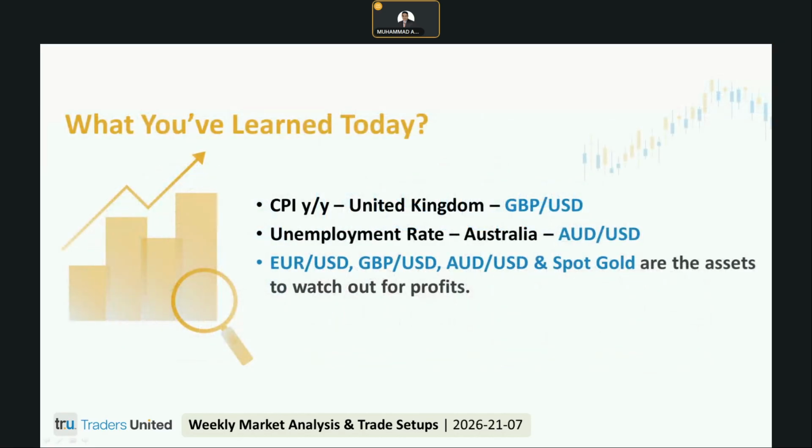So let us review what we have learned today. We discussed the CPI, year over year in United Kingdom, and the unemployment rate in Australia. And I also showed you some charts of EURUSD, GBPUSD, AUDUSD, and spot gold. These are the assets to watch out for profits.